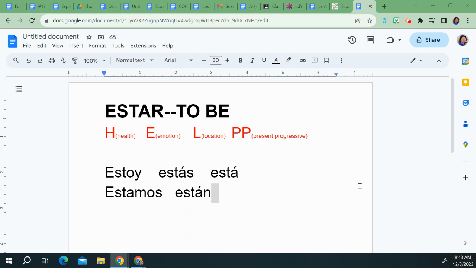Estar, to be, H-E-L-P-P. Estoy, estás, está, estamos, están. Estar, to be, H-E-L-P-P. Estoy, estás, está, estamos, están.